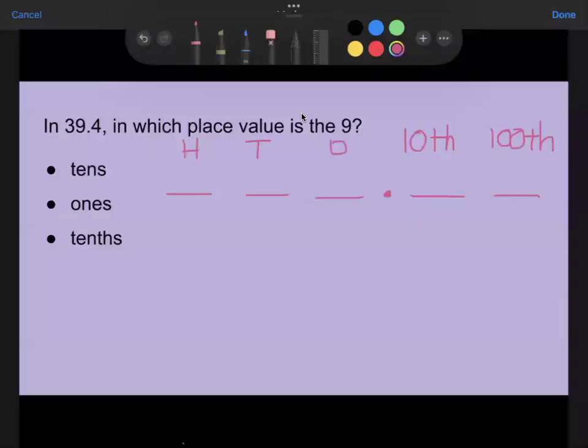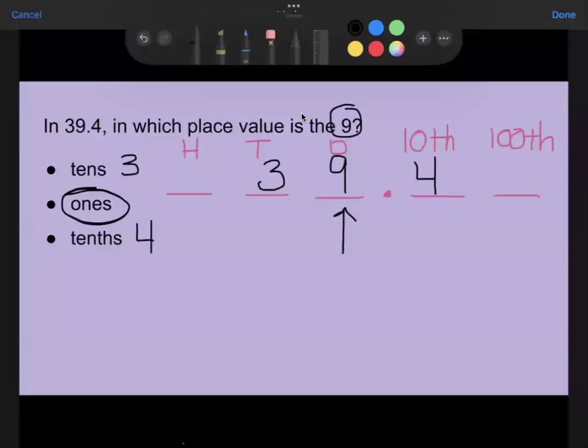So in the number 39.4, I can go ahead and fill that in by putting a 3 here, a 9 here, keeping that point, and a 4 here. So now that helps me know what place value each digit has. If we're talking about the 9, we look right here, and the 9 is in the ones place. So that helps us answer that question. In this number, the 9 is in the ones place. Now, if we wanted to talk about the other place values, the tens place would be the 3, and the tenths place, with the TH, would be the 4 in this number.